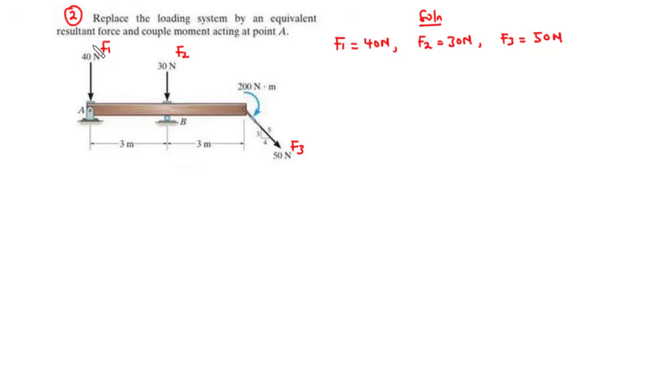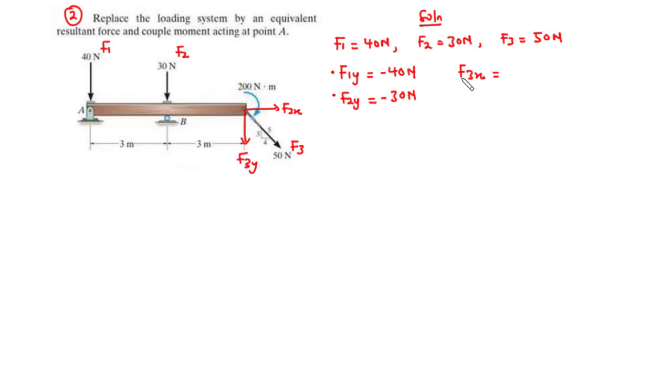Now, since F1 and F2 are acting vertically downwards, then we say that they are the y components. And so we have F1y to be a negative value, which is negative 40. And then we have F2y also to be negative 30 newtons. Now for F3, we need to resolve F3 into its x and y components. So we have this to be F3x and then F3y.